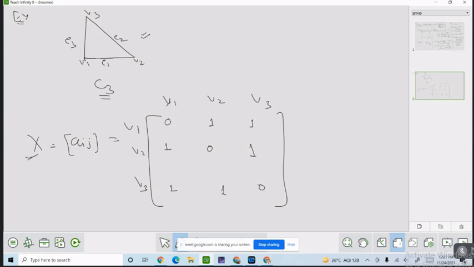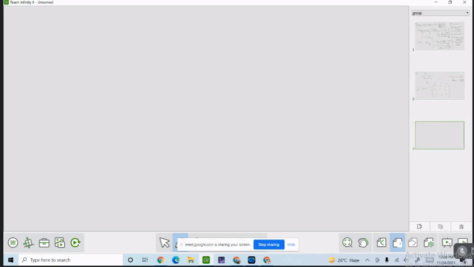In this case, what is the row? The row is the vertex set, and the column is also the vertex set. The column represents the vertex set and the row also represents the vertex set. Only in the adjacency matrix do the rows and columns represent the set of vertices. Clear?